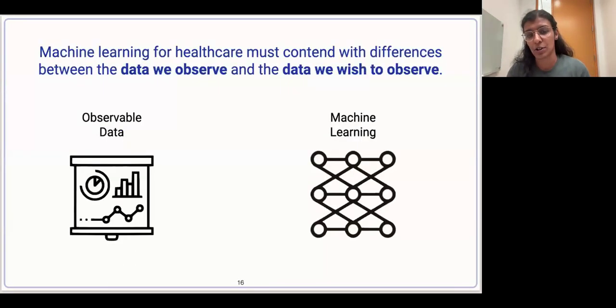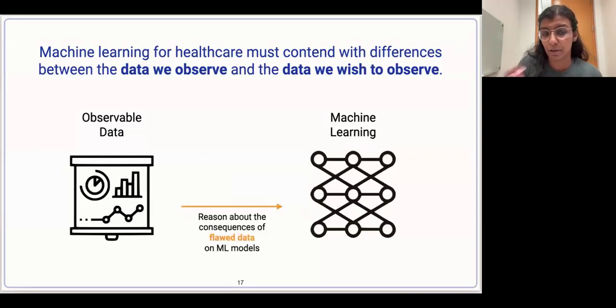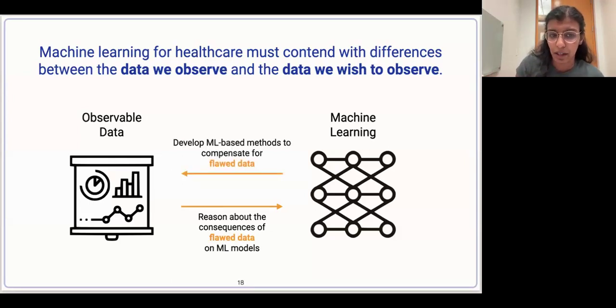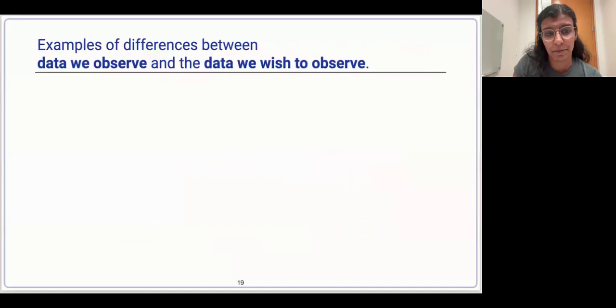I often study this question through the relationship between observable data and the behavior of machine learning models. The first area of my work reasons about the consequences of flawed data on machine learning models. And the second area of my work goes the other direction and asks if we can use machine learning to characterize the ways that data is flawed and compensate for them. So how can we do better with the realities of the data that we have? Healthcare is rife with examples of differences between the data we collect and the data we wish to observe. This is because data is often not collected for the purpose of training machine learning models, but that is what we are ultimately doing with it.